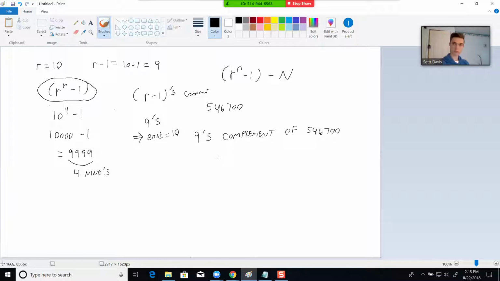And how many 9's am I going to have? 6, because I actually have 6 digits. That's what our little n is. Now that's this part right here, this r to the little n power minus 1. Minus, and then your actual number. That's what the uppercase N stands for. Assuming I could write it down correctly. Let's try it again. So 546,700. And there's my calculator, but the book already has subtracted them. So that gives us 453,299.